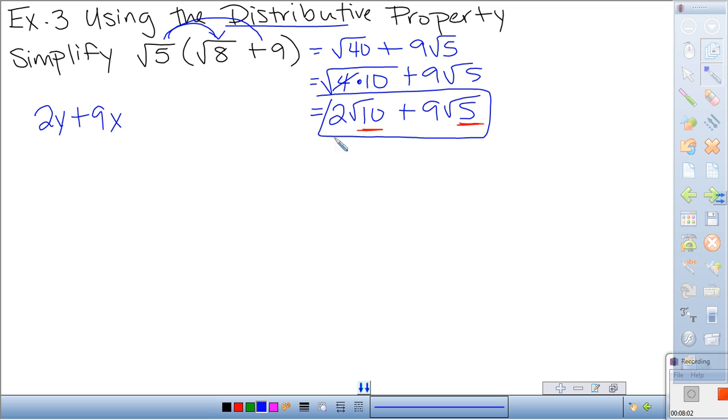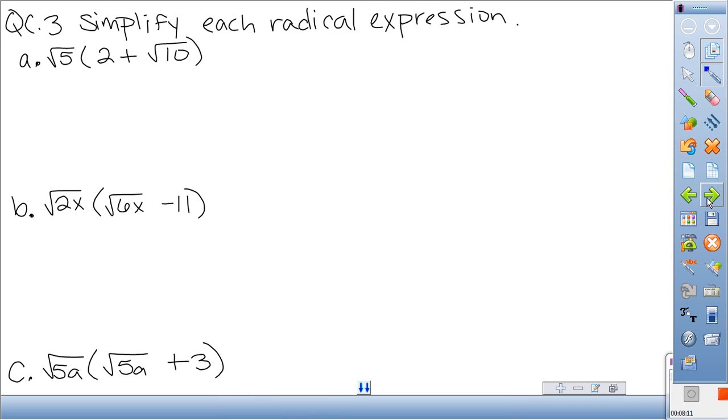All right, let's look at a couple more examples of that same thing.